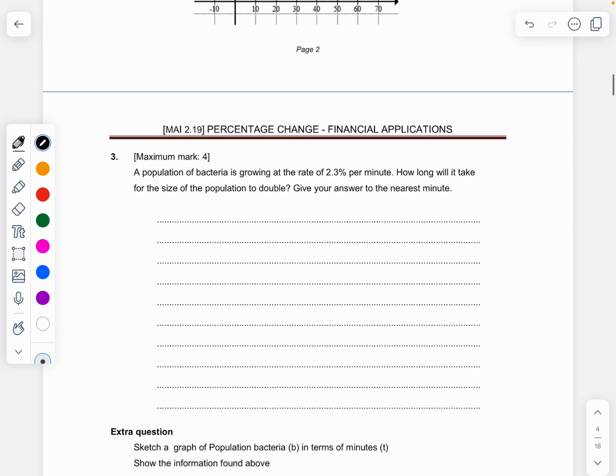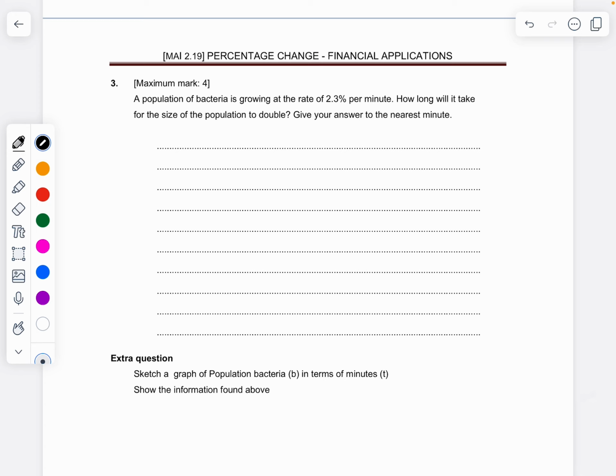Exponential growth. Question number 3. The population of a bacteria is growing at a rate of 2.3% per minute. How long will it take for the size of the population to double? So 2.3% means 1.023. If the population is A, after T minutes it should become 2A. The A's cancel, so the equation is 1.023 to the power of T equals 2.